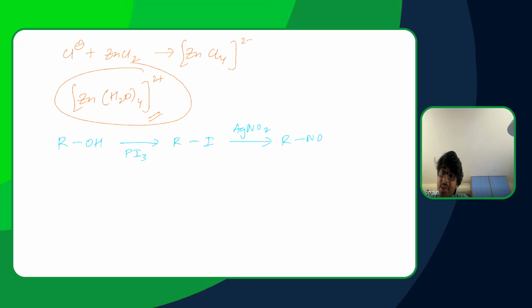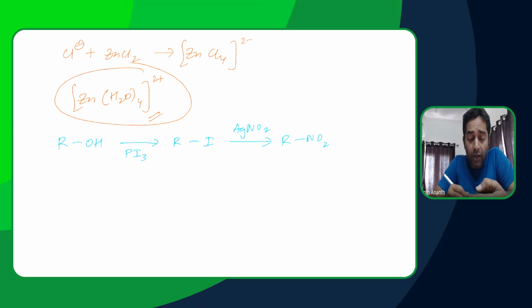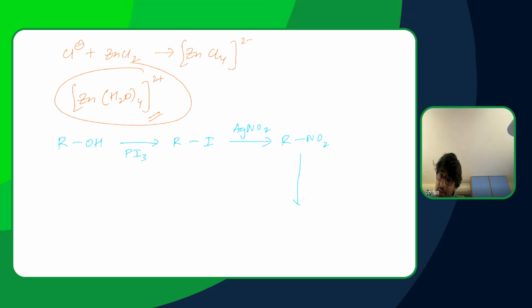The example we took was RCH2OH. After RNO2, what happens? HNO3, no. HNO2, my bad. What is that? HON double bond. Yeah, exactly. Okay, all right.